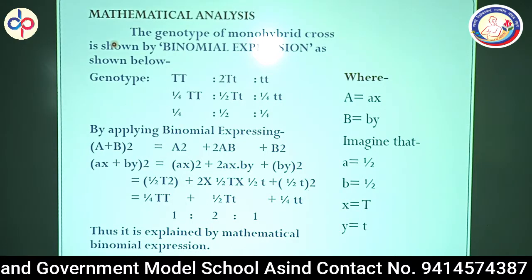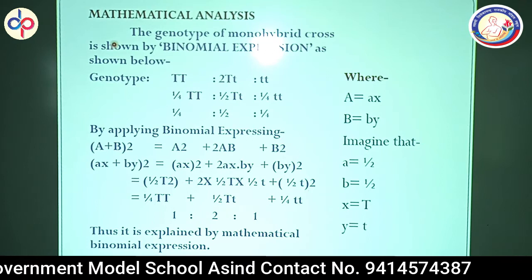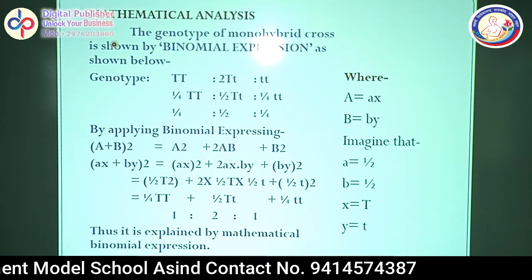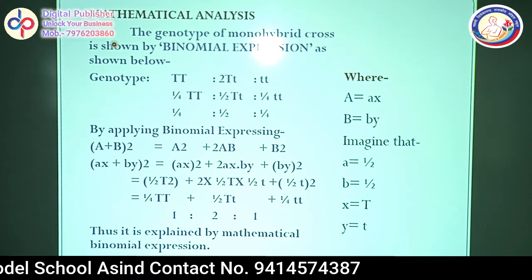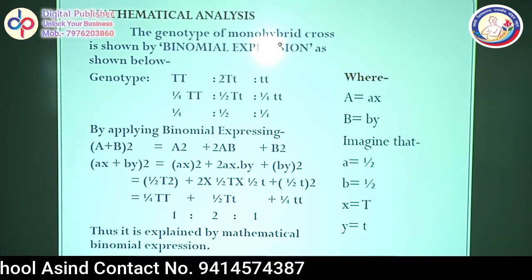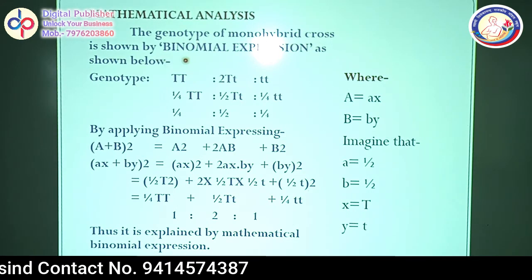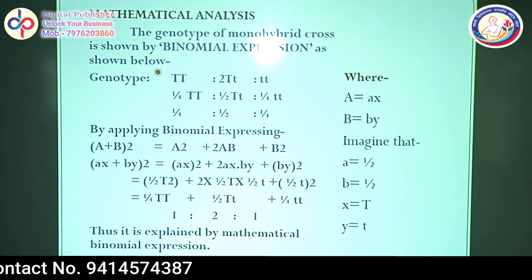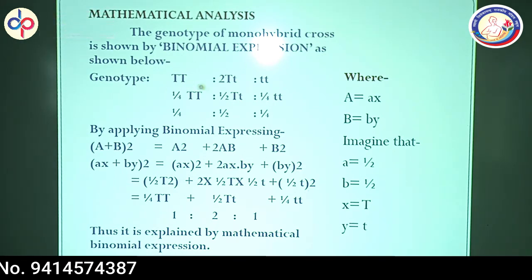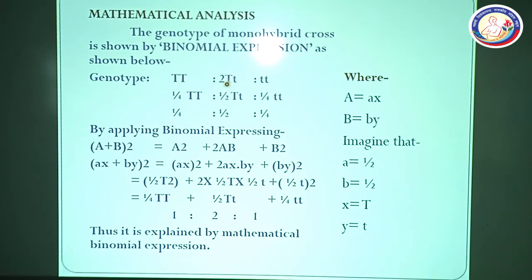Now mathematical analysis. This is very important, that the mathematical analysis of the monohybrid cross, the genotype of monohybrid cross is shown by binomial expression as shown below. Genotype is capital T capital T. There is a single plant in the Punnett square. Two plants are capital T small t, one plant is small t small t. So you can see 1/4 TT, 1/2 capital T small t, 1/4 small t small t.